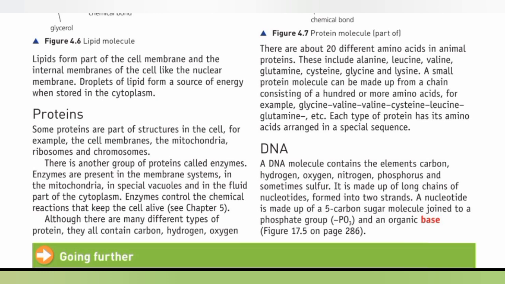Now we discuss the functions of proteins. Proteins perform very important functions in living organisms. Some proteins act as structural components of the cells. For example, proteins are present in the cell membrane, cytoplasm, and organelles such as mitochondria. These proteins help maintain the structure and the organization of the cell.